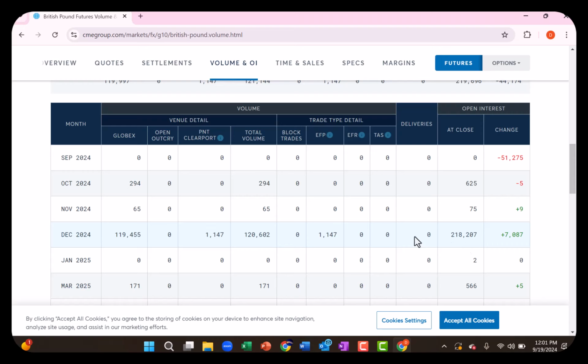At the end of December, I still have my exposure. So what am I going to do? I'm going to basically close my December contract. At that point, the March contract is going to be active. I'm going to roll it to March. That's how you kind of do it.